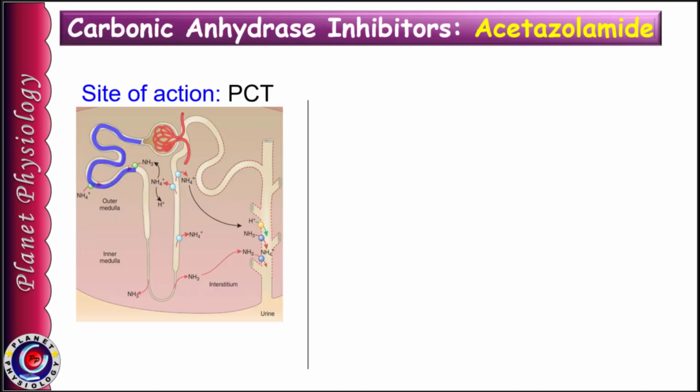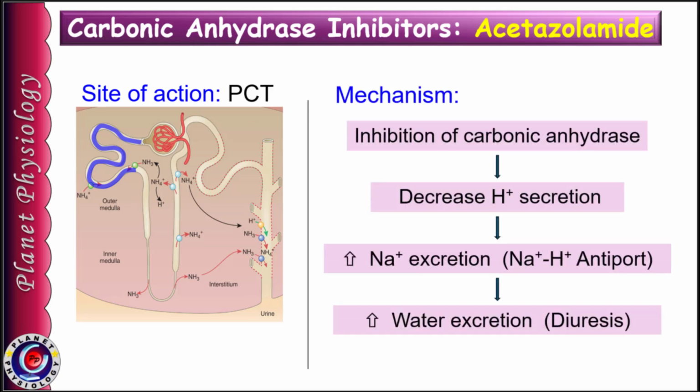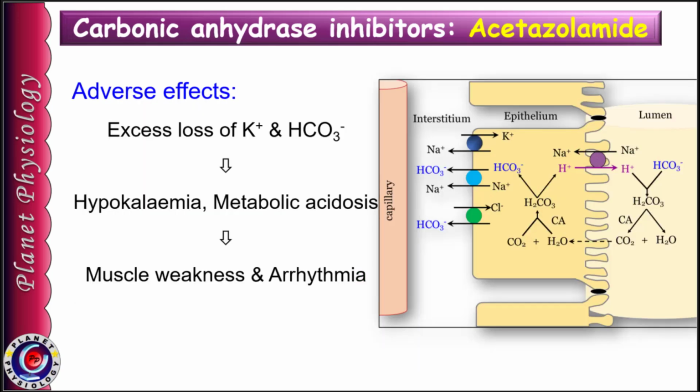Next class of diuretics is carbonic anhydrase inhibitors. As name suggests, these drugs inhibit the enzyme carbonic anhydrase in proximal tubules. An example is acetazolamide, also known as Diamox. Due to inhibition of carbonic anhydrase, hydrogen ion excretion is reduced. As a result, sodium excretion is increased because hydrogen secretion in PCT is coupled with sodium reabsorption. As sodium is osmotically active, water reabsorption is also reduced and hence water excretion is increased. These drugs also increase loss of potassium and bicarbonates in urine, and hence use of carbonic anhydrase inhibitors may cause metabolic acidosis and hypokalemia, leading to muscle weakness and arrhythmias.